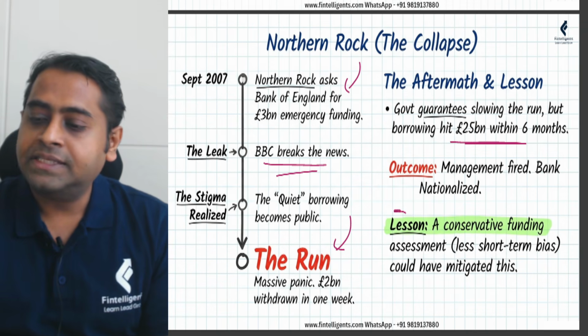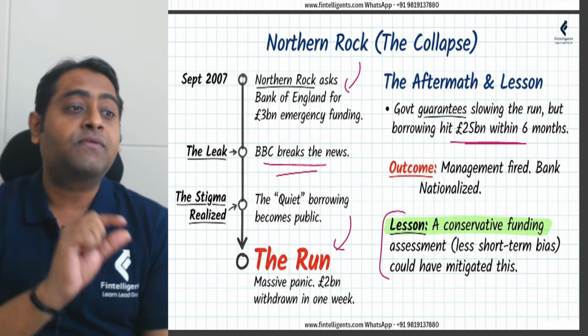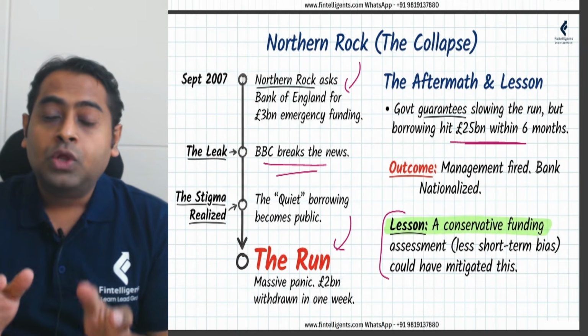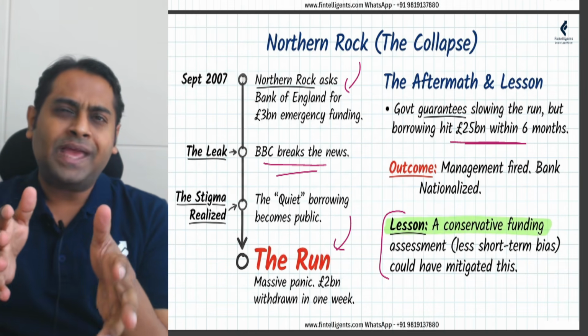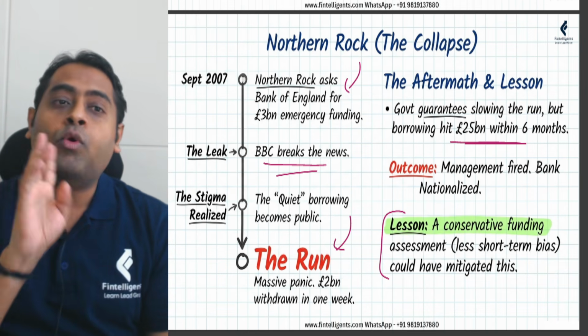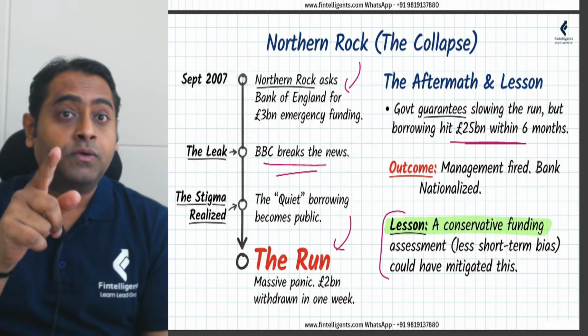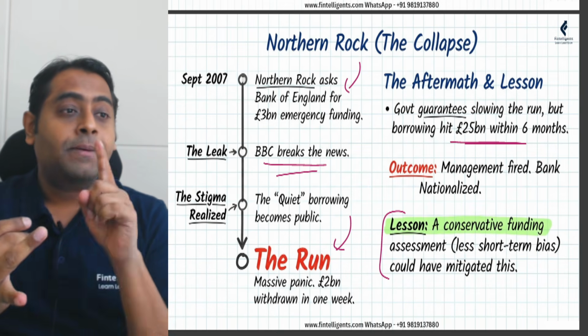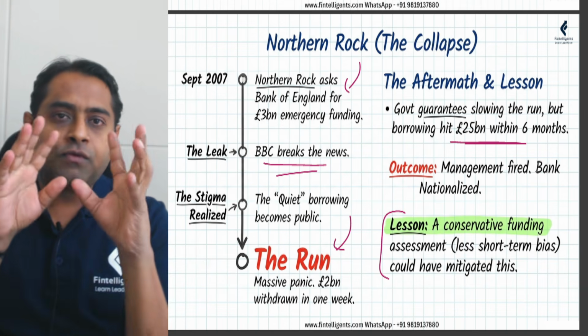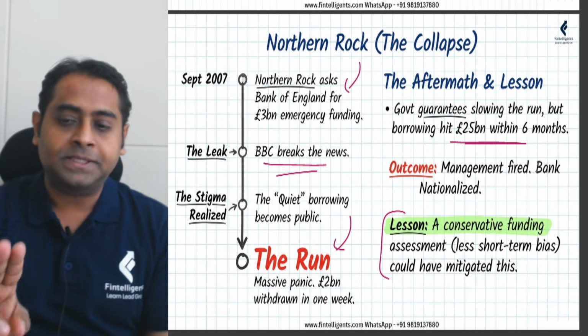Okay, so the lesson that we are learning over here is a conservative funding assessment. That means matching the asset and liability as closely as possible could have avoided this problem. Okay, and what was the outcome of it? The bank was nationalized, and management was fired. Okay, so from the exam perspective, you should remember these things.